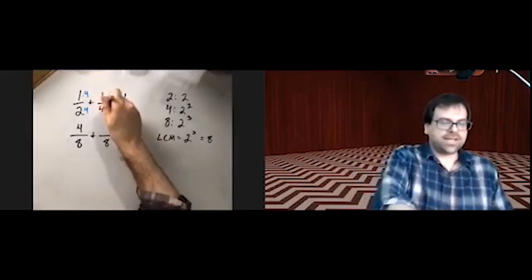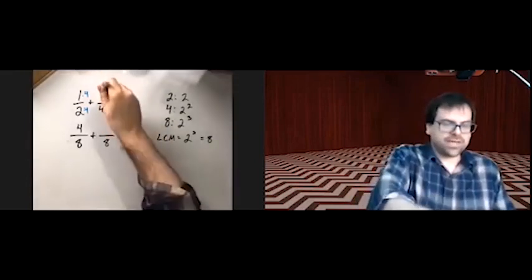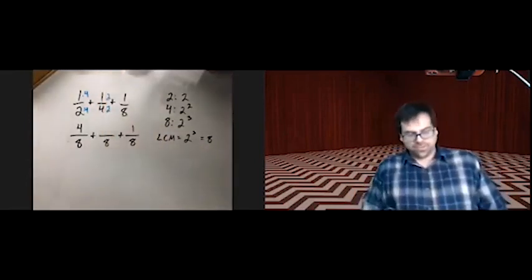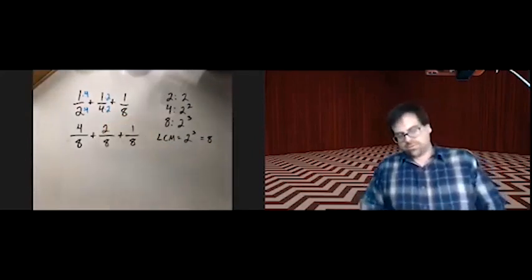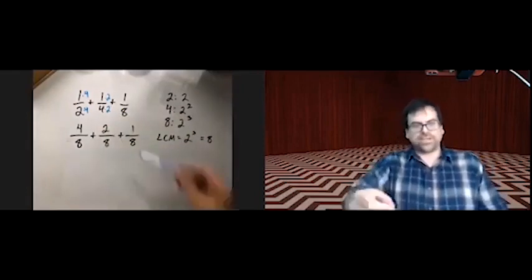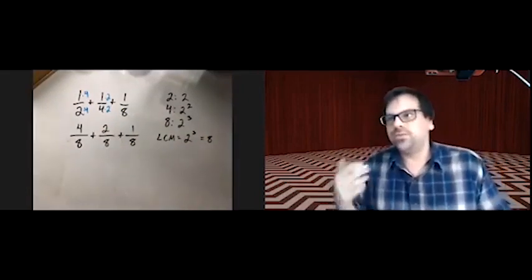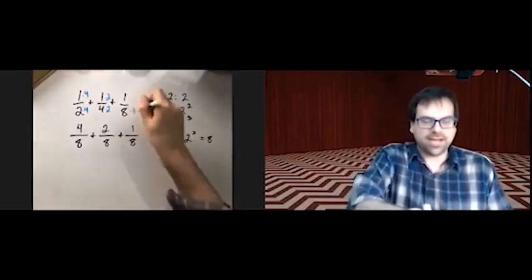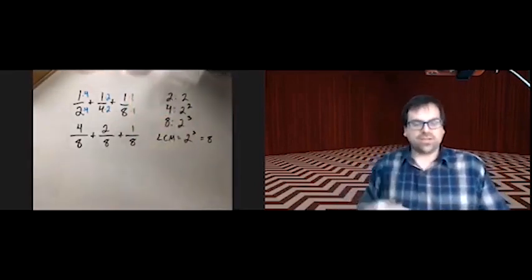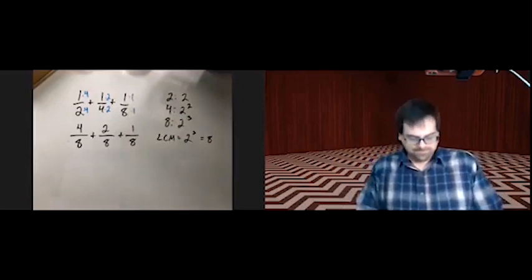4 times what is 8? That's times 2. So we have to do times 2 on the top as well. 1 times 2 is 2. And this one didn't change, but we could still walk through it the same way if we want. 8 times what is 8? Times 1. So we do times 1 on the top as well. 1 times 1 is 1.